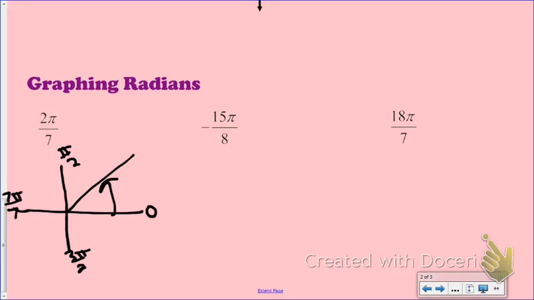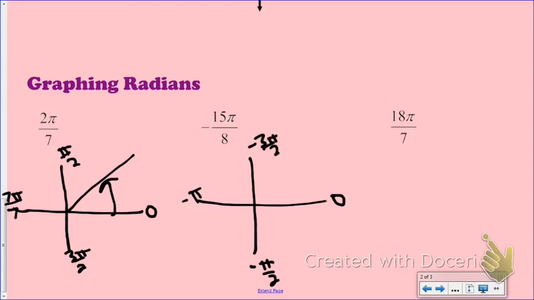Alright, so this one's a little bit tougher. Negative, because it's a negative angle. Okay, so if it's a negative angle, again, I'm going to draw my quadrants and figure out where these go. So I've got 0 radians. If I go negative, this is a negative pi over 2. This would be a negative pi, and a negative 3 pi over 2, and then a negative 2 pi.